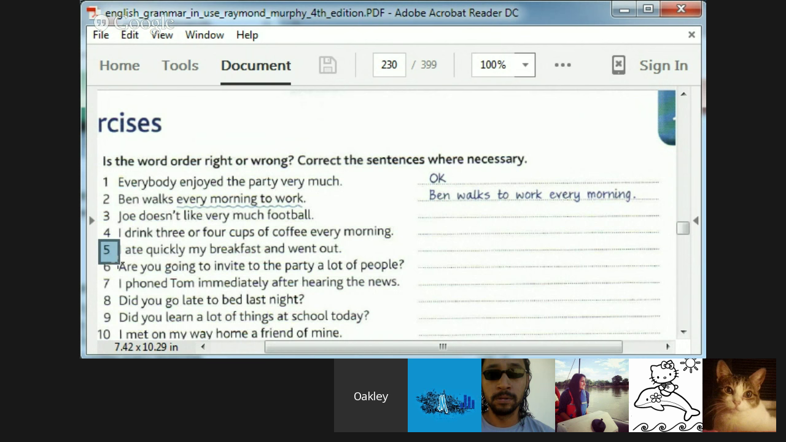Moving on. Carolina, number 5. I ate quickly my breakfast and went out. I think that I ate my breakfast and went out. No, I ate my breakfast quickly and went out. Yes, you're right. The way it is now constructed is not good. The way you constructed it is definitely better. I ate my breakfast quickly and went out. Now, definitely this adverb quickly is describing the verb, right? Carolina, is there anywhere else I could stick quickly in this sentence?